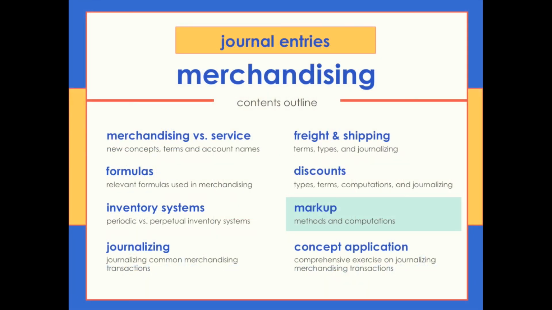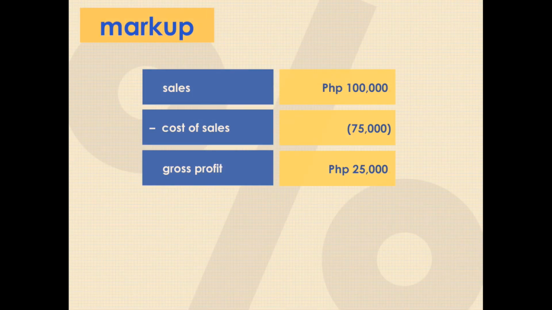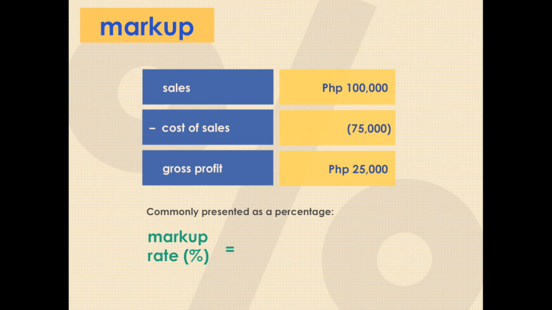Okay, so now we're at the second to the last topic for today, and we'll be talking about markup, the different methods, and also computations. Now, what do we mean by markup? To understand markup, let's refresh our understanding of the formula: sales less cost of sales equals gross profit. The markup is the difference between the sales and the cost of goods sold. In Filipino, patong.